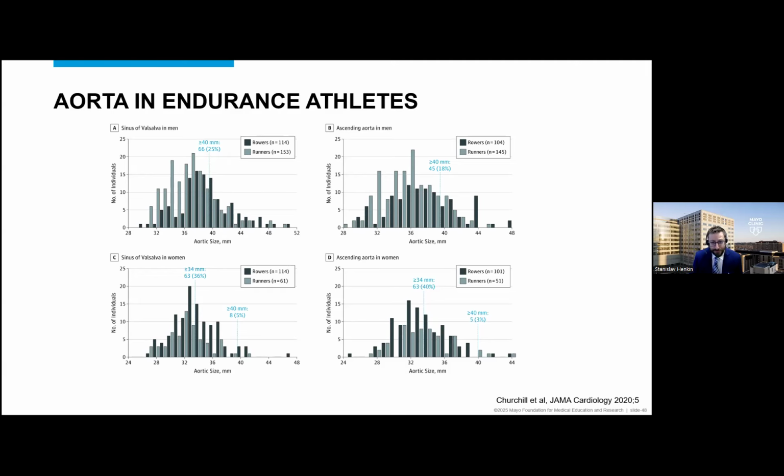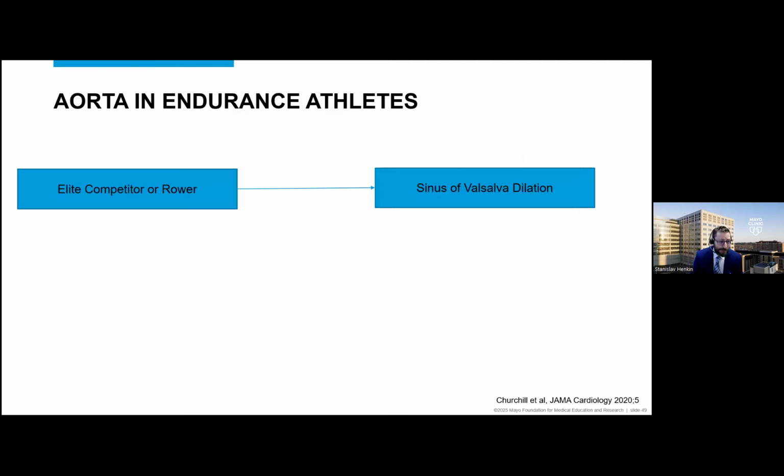But there are differences. If you're an elite competitor or rower, then you are more likely to have sinus of Valsalva dilation. Now the question comes up, what's an elite competitor? Well, there is actually a specific definition. An elite competitor is somebody who competed in world championship or Olympics, or completion of a marathon under 2 hours and 45 minutes if you're a runner. So it's not that you like to run and do 5Ks here or there. This is a true elite competitor.